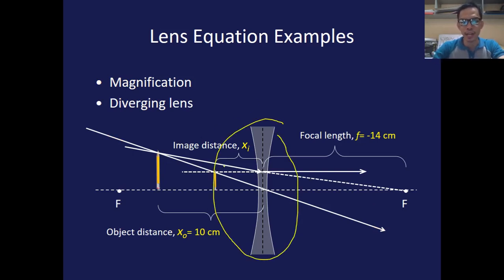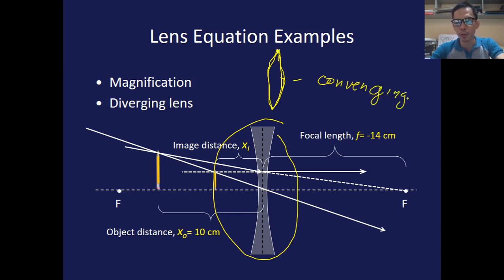This is a diverging lens. The one that we have on the first example, the lens that has a shape like this, is a converging lens. Why is it a converging lens? Because as you can see, the light rays converge here. The light rays tend to converge here.